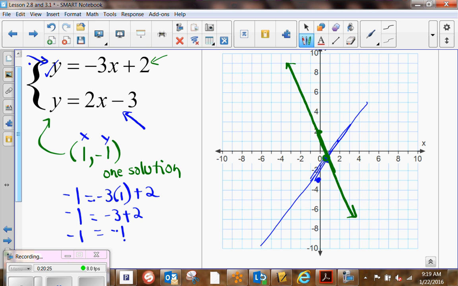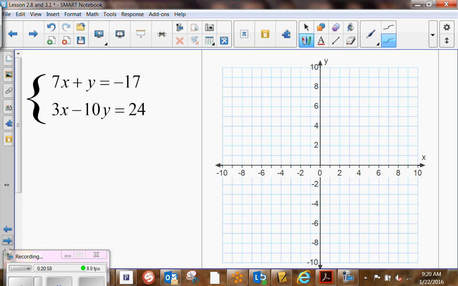Let's see if it works in the second one here. My y is negative 1, so negative 1 equals 2 times my x, which is 1, minus 3. Negative 1 equals 2 minus 3, and 2 minus 3 is negative 1. Bingo. So I know I'm correct because that ordered pair, when I plugged it in, made both statements true. So I have solved the system of equations by finding one solution that fits them all. That's the general idea of how to do it. We're looking for an intersection.